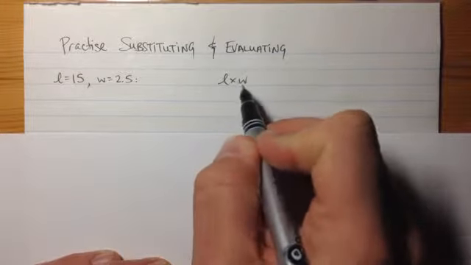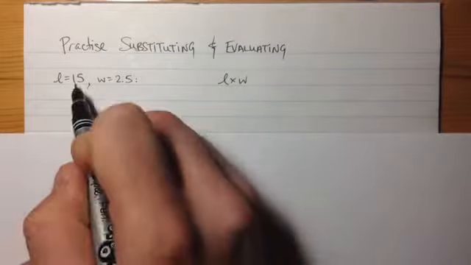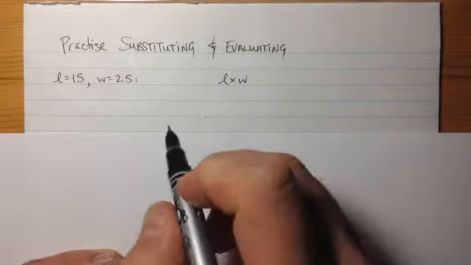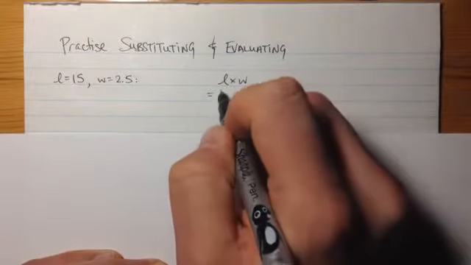So here I have the formula for the area of a rectangle, length times width. Here's the length and here's the width. Notice this one's a decimal, which we haven't done yet. And the length is 15.